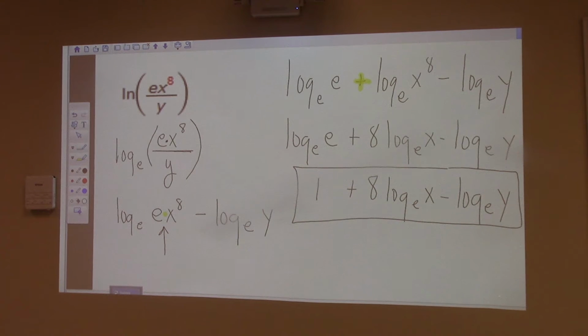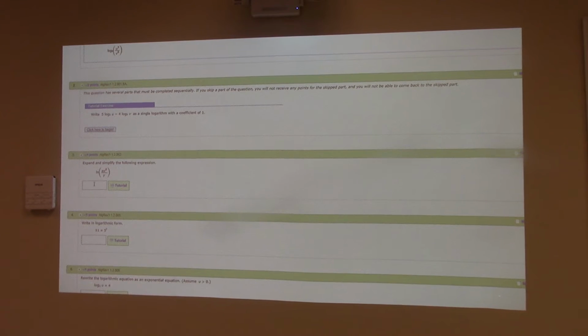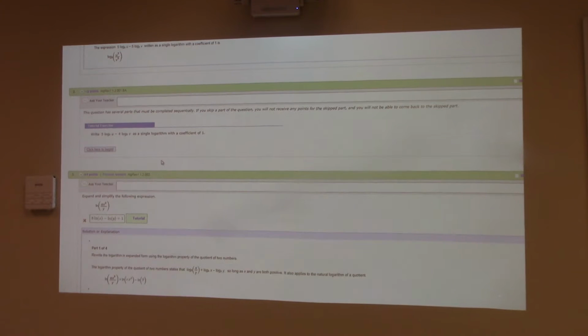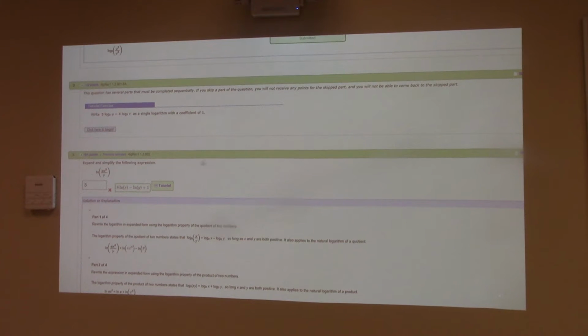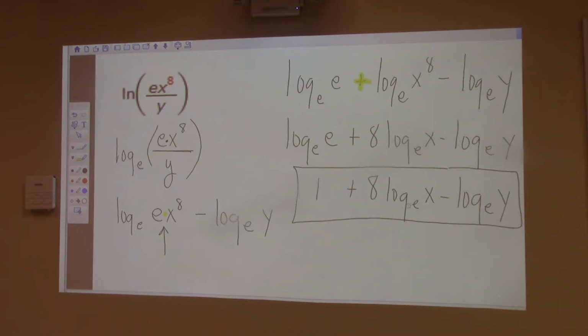Now, I'm pretty lazy when it comes to typing in stuff, so I'm just going to type in a 3. And let's see. I don't know if it'll let you. God, this thing takes forever. WebAssign sucks. I told y'all that when we started, right? Yeah, it's terrible. 8 log of x minus log of y plus 1. Is that what we got? Yeah. Just flip it around. 8 log of x minus log of y plus 1. And then you can change it back to natural log.